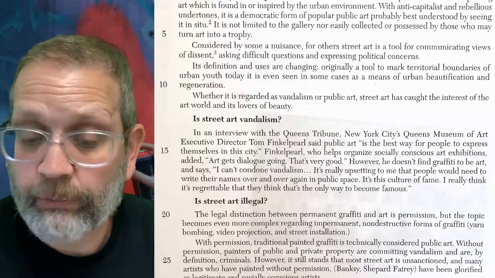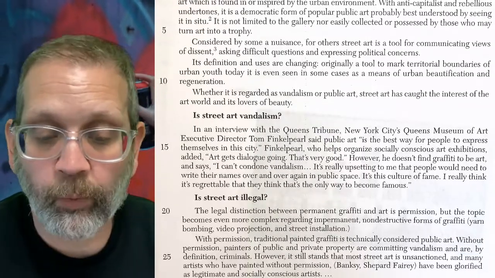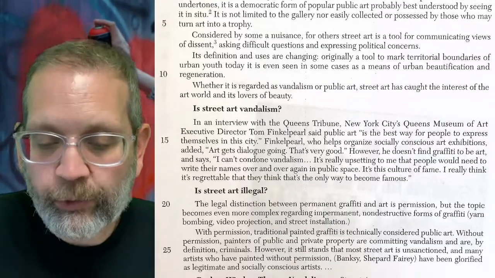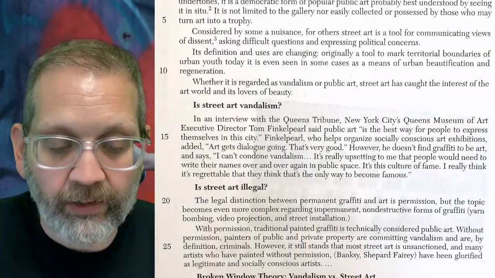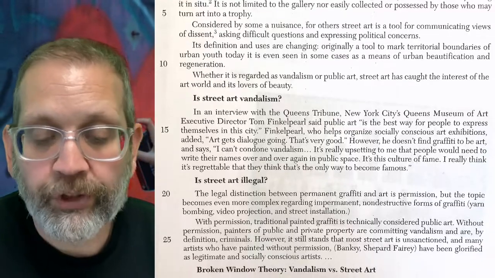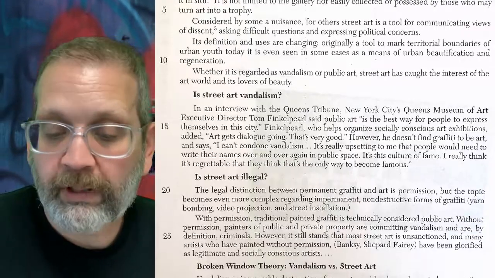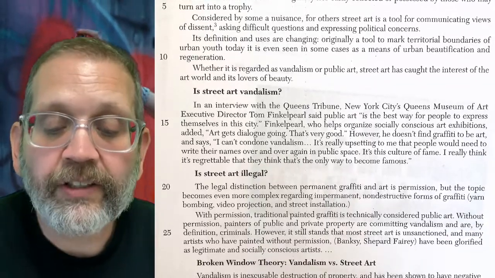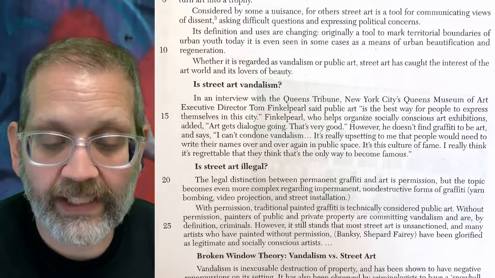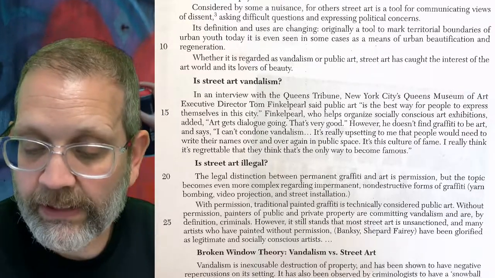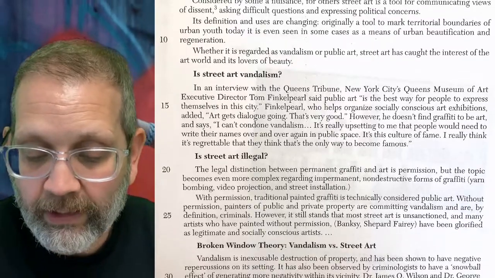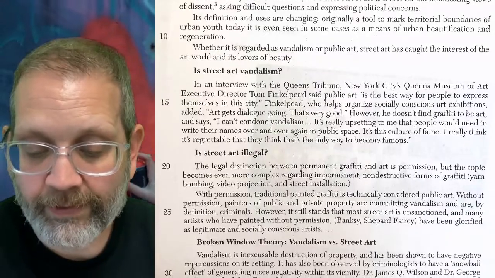Whether it is regarded as vandalism or public art, street art has caught the interest of the art world and its lovers of beauty. Is street art vandalism? In an interview with the Queens Tribune, New York City's Queens Museum of Art executive director Tom Finkelpearl said public art is the best way for people to express themselves in this city. Finkelpearl, who helps organize socially conscious art exhibitions, added, art gets dialogue going. That's very good. However, he doesn't find graffiti to be art and says, I can't condone vandalism. It's really upsetting to me that people would need to write their names over and over again in public space. It's this culture of fame. I really think it's regrettable they think that's the only way to become famous.